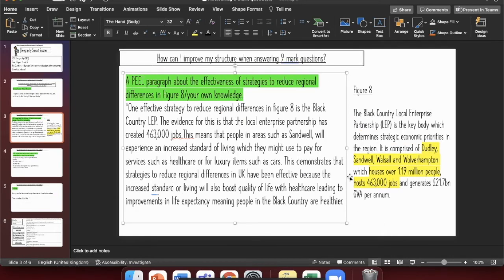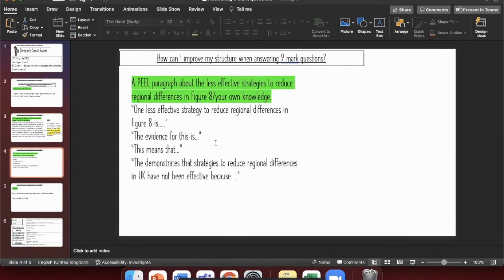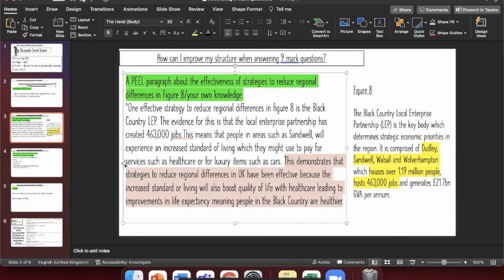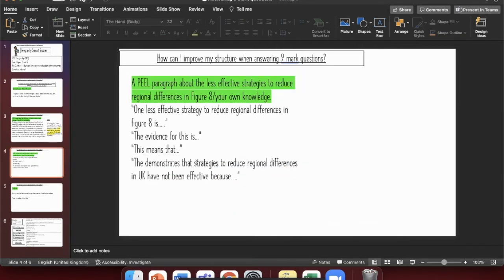Not really done too much, just finished off those sentence starters. I've got my point, my evidence, my explanation, and my link back to the question. Notice that link is actually probably the longest part of my answer. And when we write answers in class, it tends to be our shortest part. So think about how you can develop your point when you're linking back to the question.